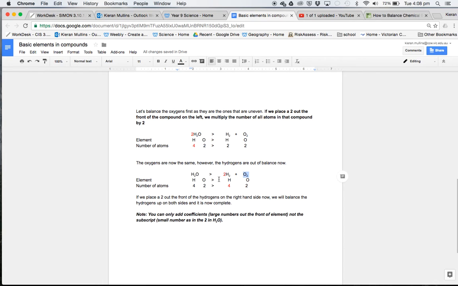It's very different. So if I put a 2 out the front of this hydrogen, it's only affecting the hydrogen, not this oxygen over here. If I put a 2 out the front of this hydrogen, it's affecting everything, including the oxygen.